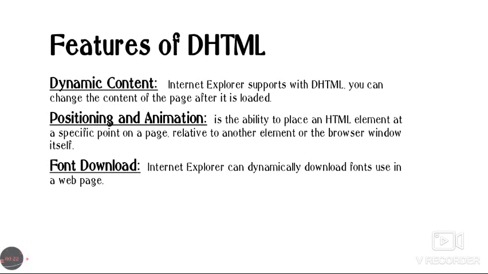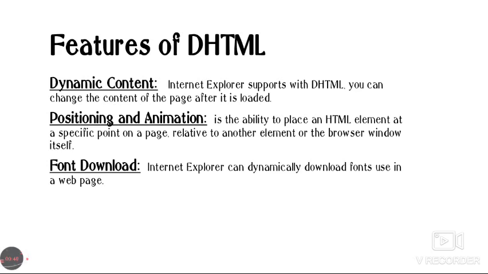Positioning and animation. It is the ability to place an HTML element at a specific point on a page, relative to another element or the browser window itself. We can place the element we want relative to a nearby element.